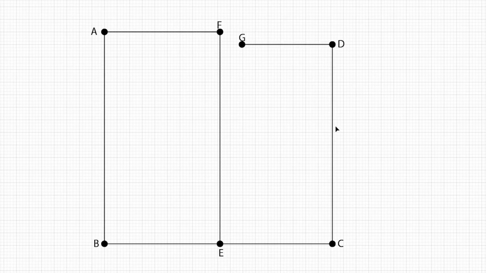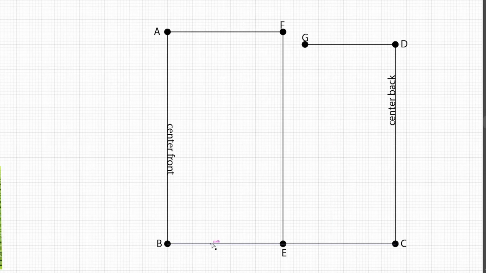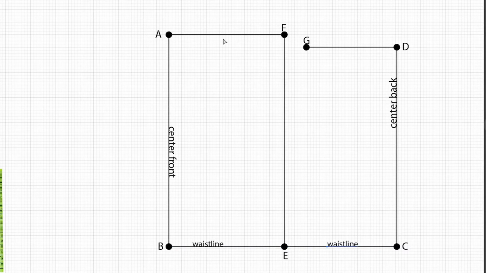Okay, before we move forward, I want to label the lines that we already have on here. Label your line AB center front, and label your line CD center back. Then label your line B to C the waistline. And label your line A through F and your line G and D shoulder line.